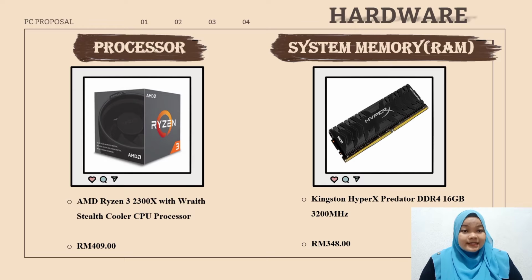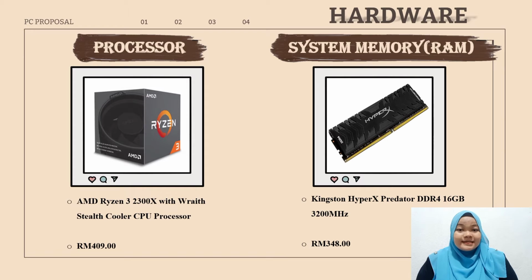The first hardware is the processor. The processor that we choose and suggest for Alia is the AMD Ryzen 3 2300X with Wraith Stealth Cooler CPU processor. Its specifications are 2MB cache, 3.5GHz, socket AM4 and 4 cores. It also has a maximum temperature of 95 Celsius. It also has OS support for Windows 10, 64-bit edition, and a CMOS of 12 nanometers. The price for the processor is 409 ringgit only, so it's very suitable for Alia's computer.